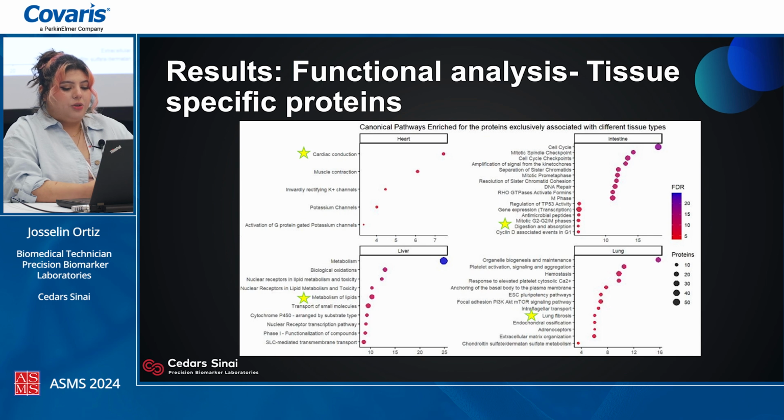So based on the results of the functional analysis, our results suggest that we could see tissue-specific enrichments of pathways. And so just to highlight a few, cardiac conduction is a pathway that is associated with the heart. Metabolism of lipids is a pathway that's associated with the liver. Digestion and absorption is a pathway that's associated with the intestines. And lung fibrosis is something that's associated with the lung, sorry.